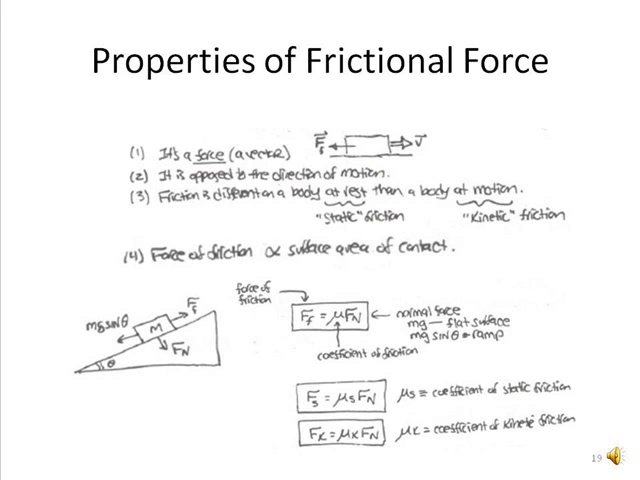Now the amount of friction is proportional to the surface area of contact between the two. And this is the principle behind a wheel. A wheel will meet the ground in one point.